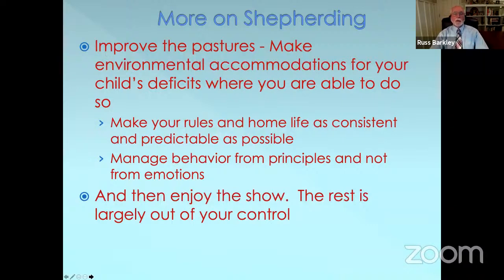Try to improve the pastures if you can through increasing the amount of stimulation in the environment, the amount of accommodations that you can make, getting special services at school if you need it, getting extra tutoring such as through Varsity Tutors for out of school help if you need that. If your child has certain aptitudes and gifts, as I'm about to talk about, we need to look for good resources for them as well, and then set up very good recurring predictable home routines.